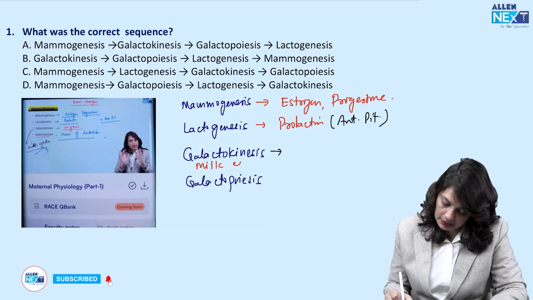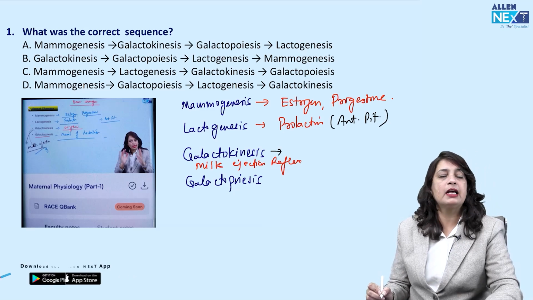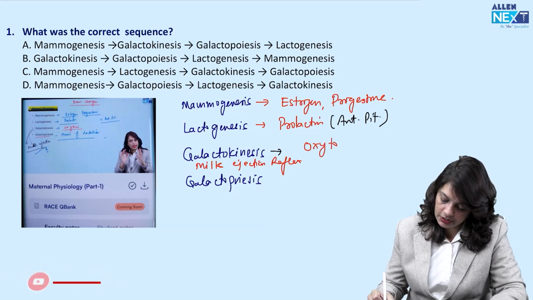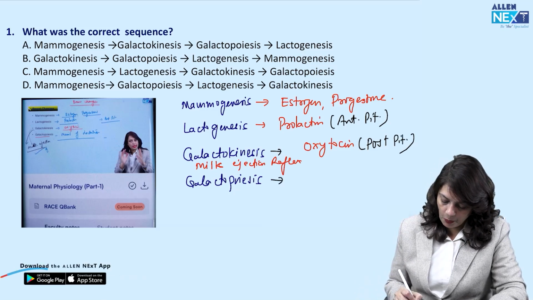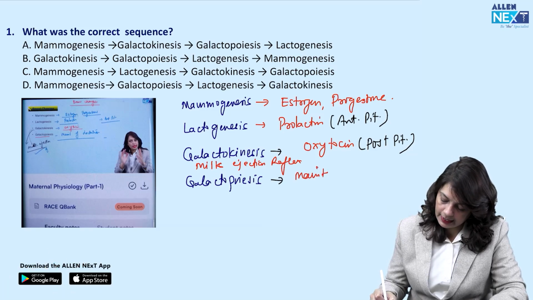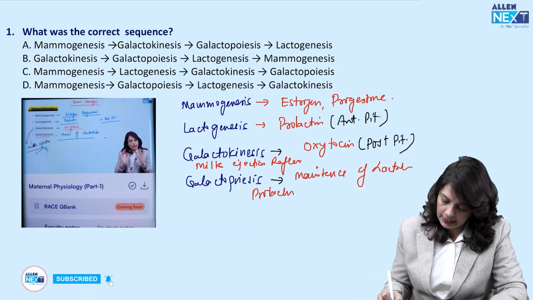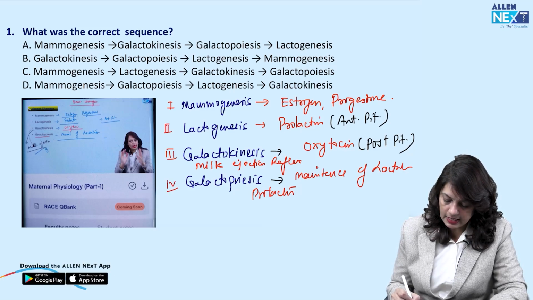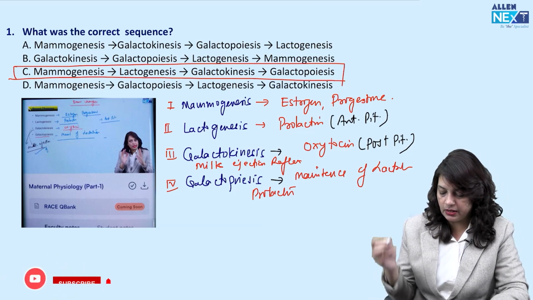Galactokinesis means milk ejection reflex, and the important stimulus for milk ejection is the suckling reflex by the newborn baby. So galactokinesis is brought about by the oxytocin hormone, which is secreted from the posterior pituitary of the mother. Then comes galactopoiesis, which means maintenance of lactation. Maintenance of lactation is done by the prolactin hormone. So the sequence is mammogenesis, lactogenesis, galactokinesis and galactopoiesis. So the third option is the correct answer.